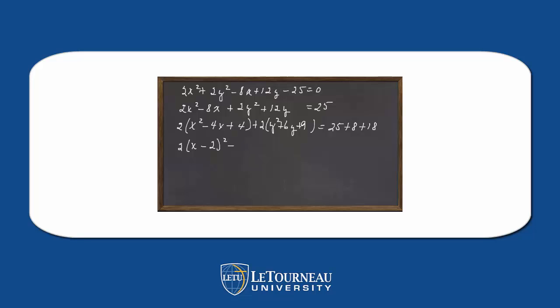So we have 2 times (x minus 2) squared plus 2 times (y plus 3) squared equals 51. Okay. So (x minus 2) squared plus (y plus 3) squared equals 51 over 2. And so the center is at (2, minus 3), and the radius is the square root of 51 over 2.